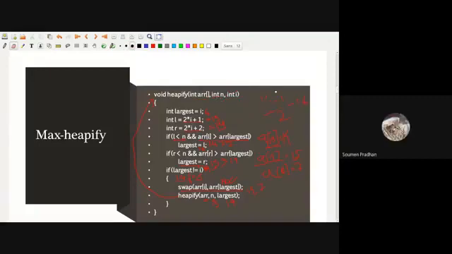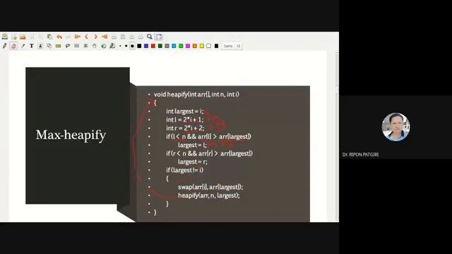Sir, you are recursively calling the function at the last step, but you are swapping the values first. So what if after recursively calling you find another larger value? You have already swapped the value in the previous statement. You should call the function first. I got it. I got your question.